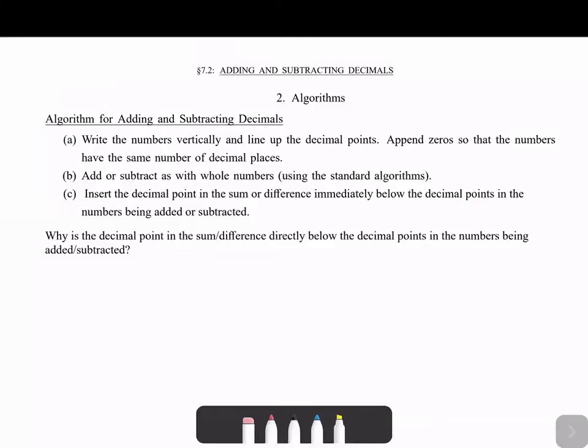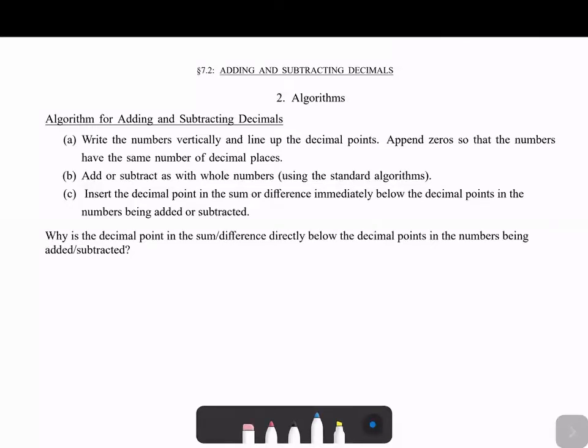Hi everyone, this is the second video for section 7.2, adding and subtracting decimals. In the last video, we talked about using the base block model to add and subtract decimals. This time we're going to talk about the algorithms to add and subtract decimals. So what is the algorithm? It's really similar to the algorithm that we had for adding and subtracting whole numbers in chapter 3. So we'll just talk about it right quick.